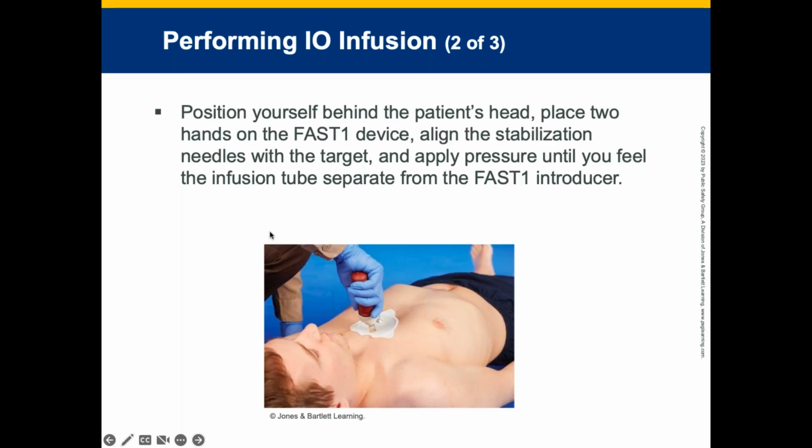Position yourself behind the patient's head. Place 2 hands on the FAST device, as you can see here. Align the stabilization needles with the target. Apply pressure until you feel the infusion tube separate from the FAST introducer. You just push down until you feel it.